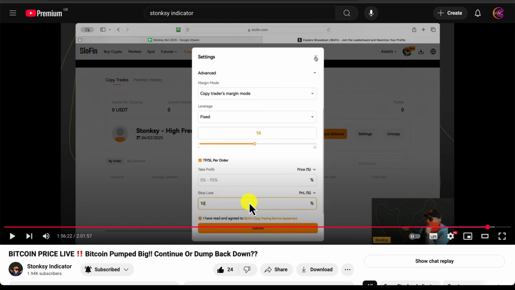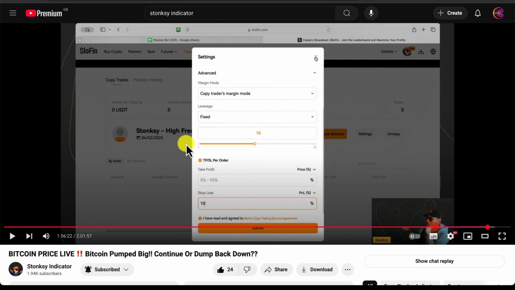Now yesterday on the 21st of April I was demonstrating the Stonksy bot. The way this works at the moment is the bot operates a master copy account in BLOFIN, and then you just go along to BLOFIN and you copy that master trader. This one here is called Stonksy High Frequency, and essentially you just sit back and relax.